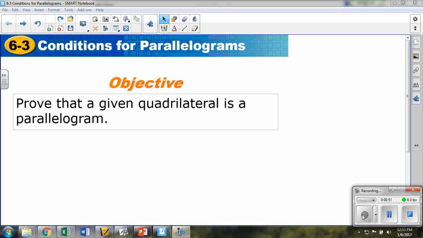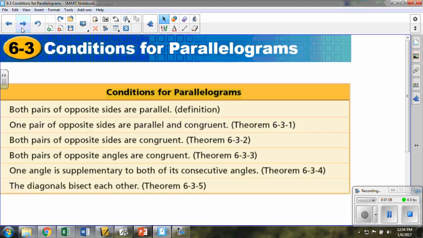Our focus today is working the other direction. You look at a shape, and it looks like it's a parallelogram. How do you know for sure? How do you know with 100% certainty that it absolutely has to be a parallelogram? Well, we have a list of 6 tools to do that.